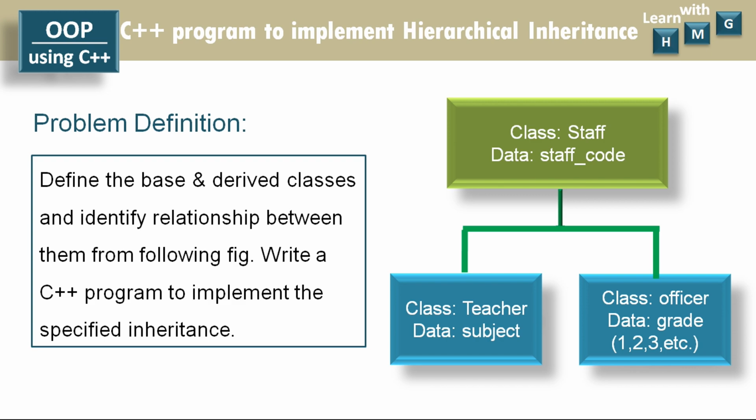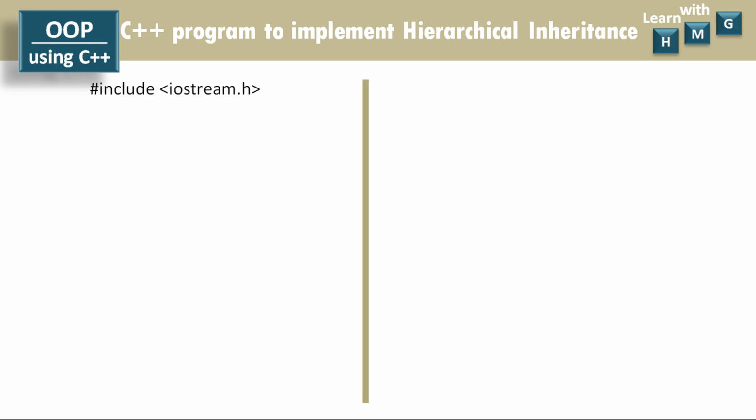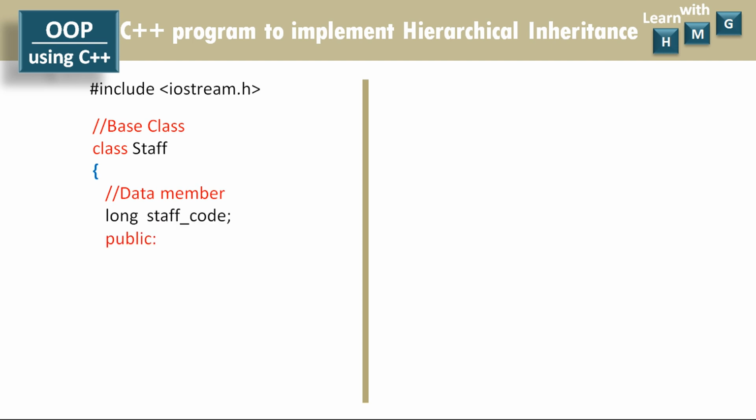The teacher and officer classes are derived from the staff class. Your grade can be assumed as 1, 2, 3, that is the numerical type: grade 1, grade 2, grade 3. So let us write a complete C++ program to implement this hierarchical inheritance. Include the header file and start defining the base class. Our base class name is staff, and the data member is staff code. It is a long type of value.